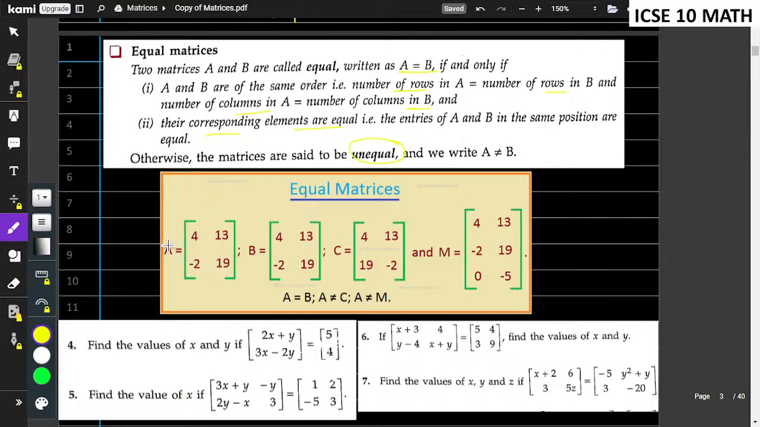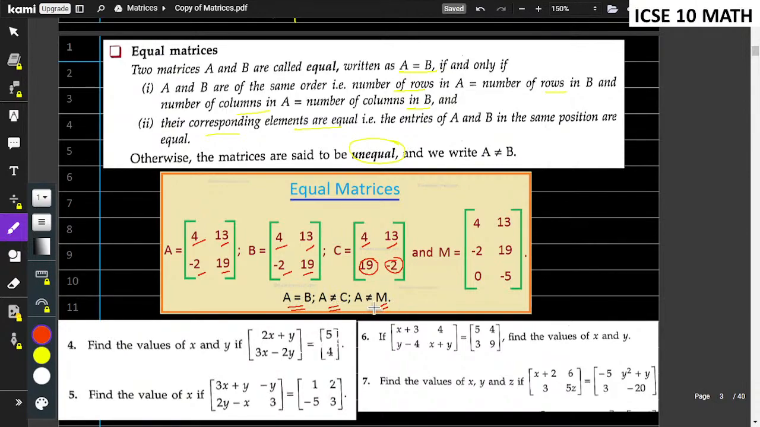Let's see this example, you will understand this better. See the first one, 4, 4, 4. They all have 4. Let's see A, B and C, these are the three matrices. Then we have 13, 13, 13. So we have completed the first row, it is equal. Let's see the second row, minus 2, minus 2. Over here it is 19, and again 19, 19. Over here it is minus 2. So see, elements are the same, but they are not arranged in the same sequence. So A is equal to B, but A is not equal to C.